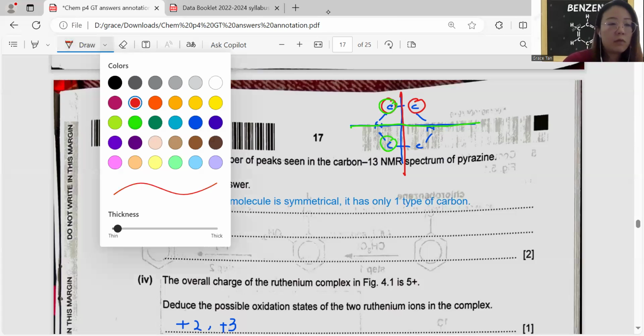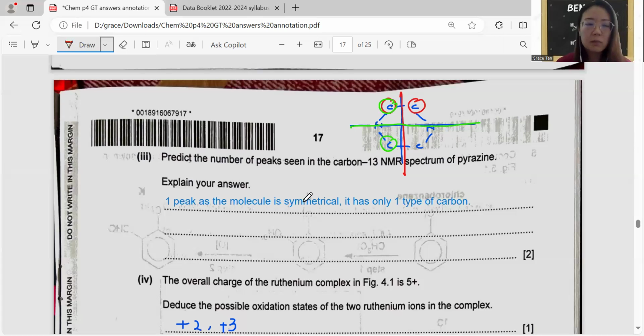Hence, you're going to only have one signal in carbon 13. So I just said one peak. As the molecule is symmetrical, it has only one type of carbon.